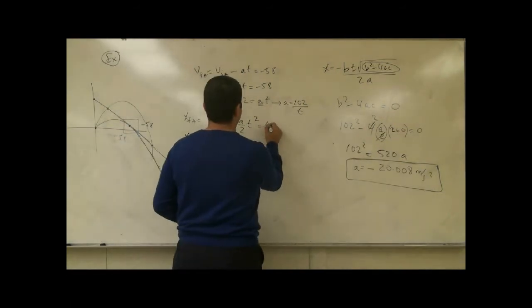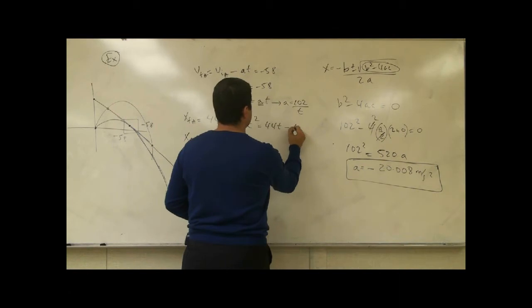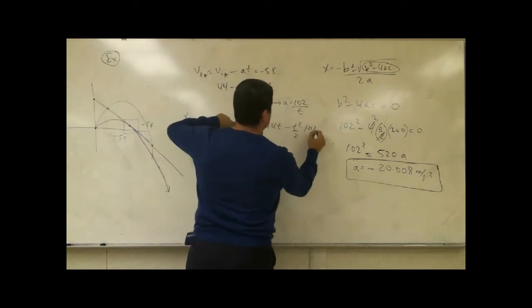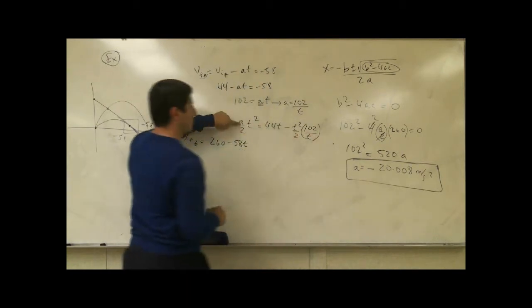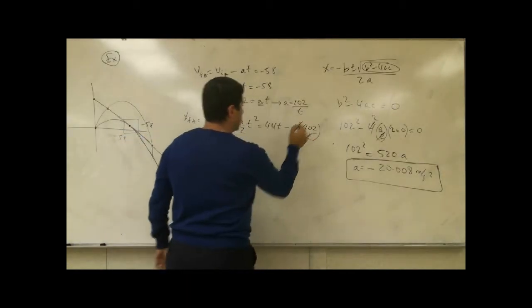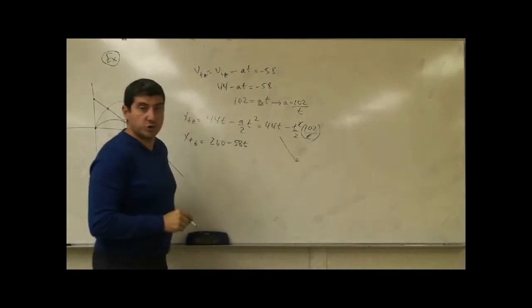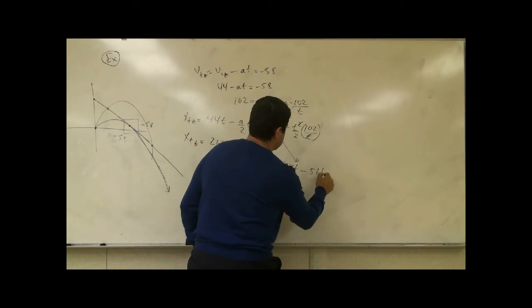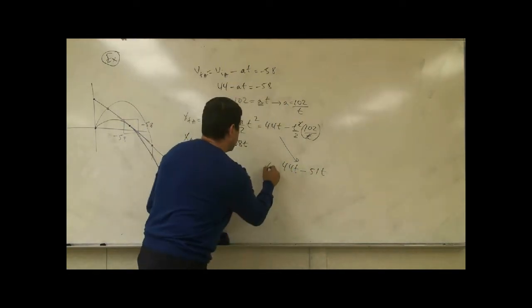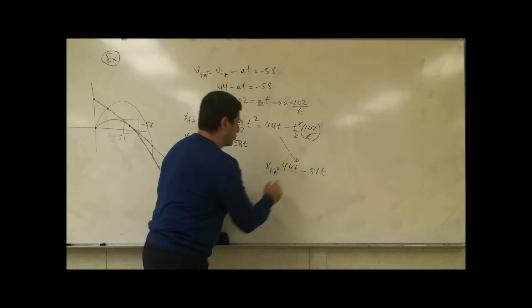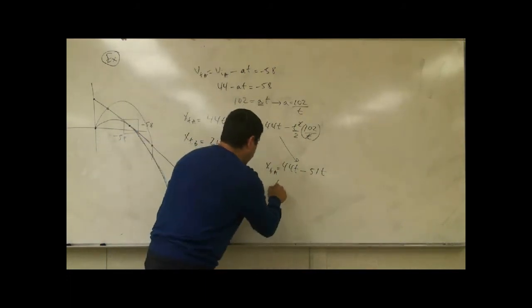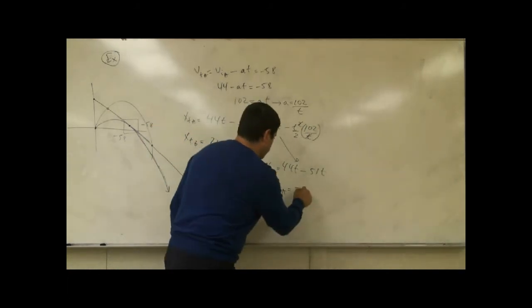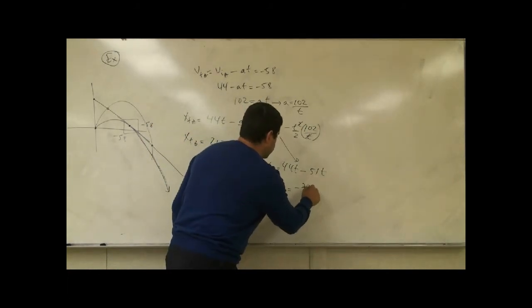So you can say this is 44t minus t squared over 2, and a is equal to 102 over t. You substitute it there. The t and the t cancel and you get what? Okay, so this reduces to 44t minus 51t. So that's x final A equals 44t minus 51t, which is 44 minus 51, that's equal to negative 7t.